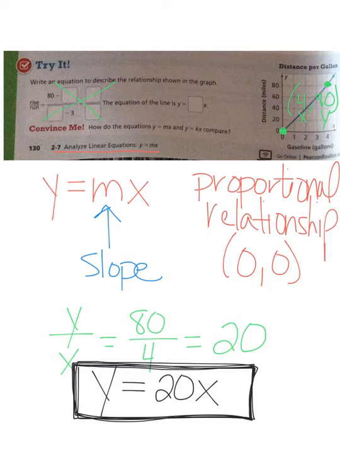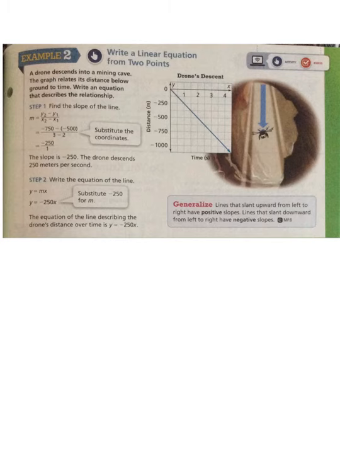I was on page 130 for example 1. Try it. We're going to move to page 131, and we're going to look at example 2. On page 131, it's the same thing. What I want you to notice is we are going through 0, 0. So yes, we can pick 2 points and find the slope, but let's just go ahead and find a point that we like.